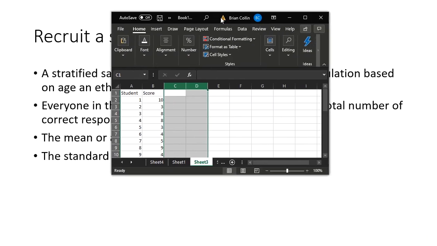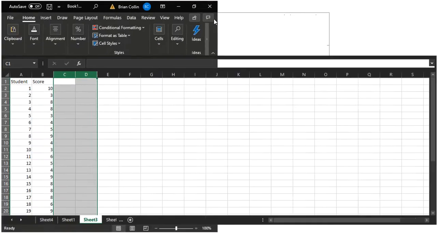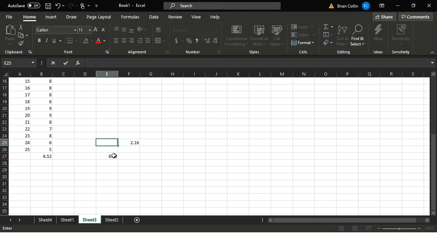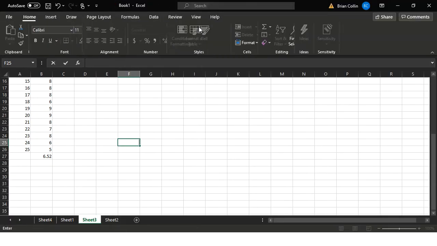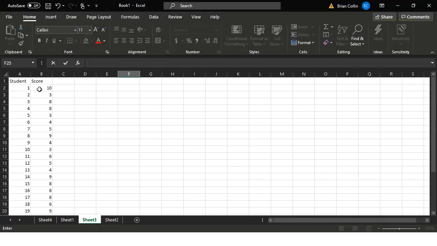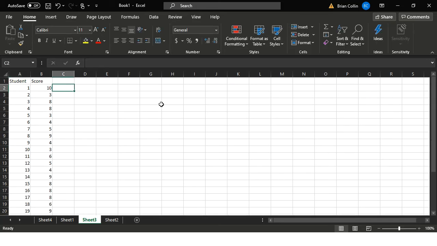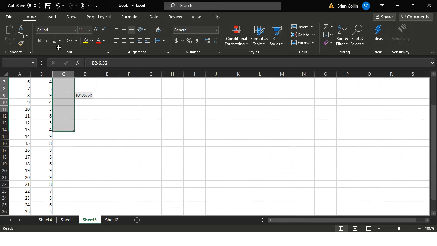So let's just say this is my test. I've got 25 people in my sample, and these are my scores here. What I'm going to do is take an average of my scores. So my average, or mean, is 6.52. Now I'm going to take every score and subtract the mean, 6.52, from it. So I'm going to go ahead and do that here.